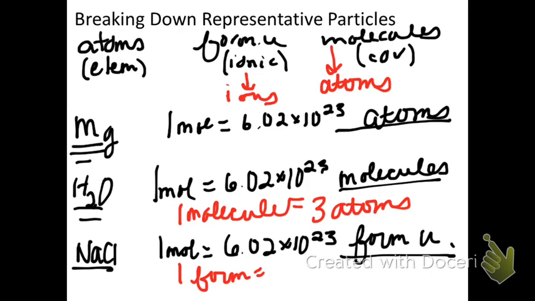Ions are defined as charged particles. There are 2 parts to an ionic compound, the positive and the negative. How many positives are there? How many Na's? There's 1 Na. How many Cl's are there? 1. That means that in the compound of NaCl, there are 2 ions.